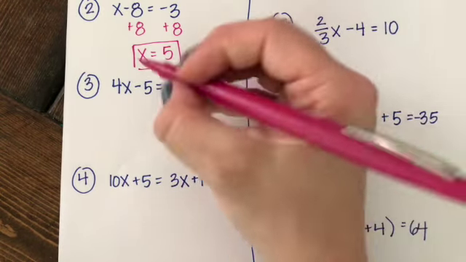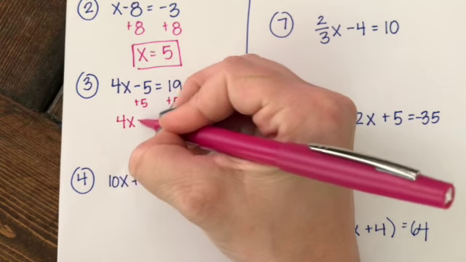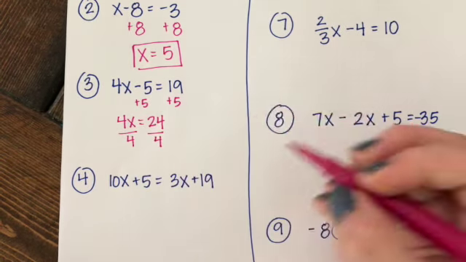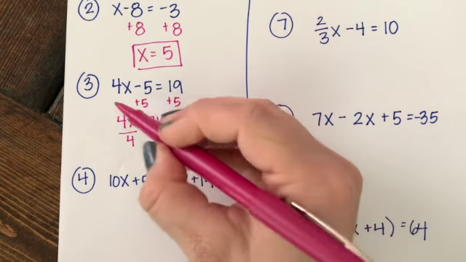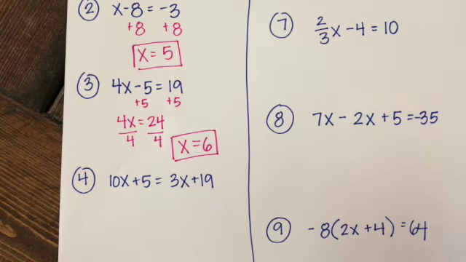Number 3 is a two-step. I'm going to add 5 to both sides first. So now I have 4x is 24. Then I'm going to divide by 4. So x would equal 6. 4 times 6 is 24. 24 minus 5 is 19.